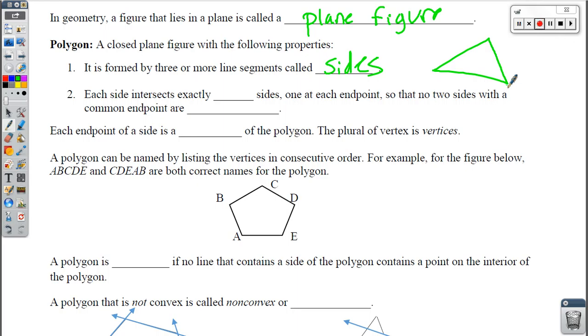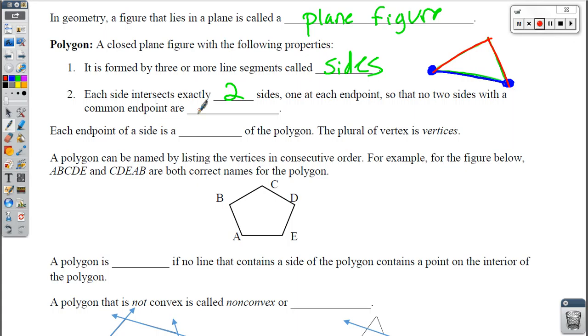Each side intersects exactly 2 sides, 2 and only 2, no more than 2, 1 at each endpoint. So if we look at this side right here in blue, we've got an endpoint over here and an endpoint over here, and at those 2 endpoints, it intersects these 2 red lines. So it intersects 2 other sides, 1 at each endpoint. And also, we need to have it so that these points are not collinear.